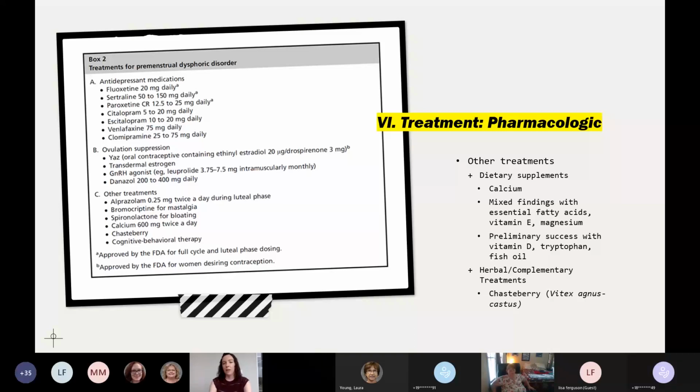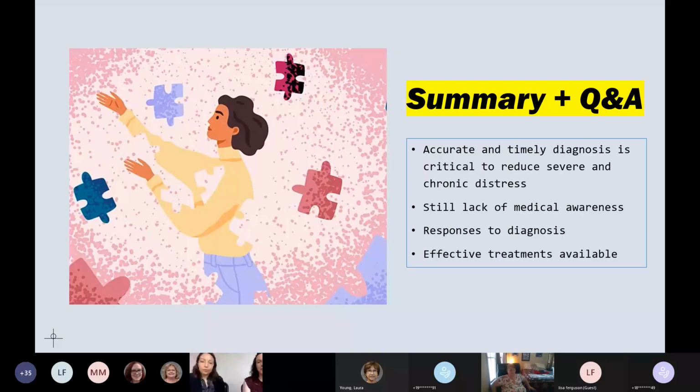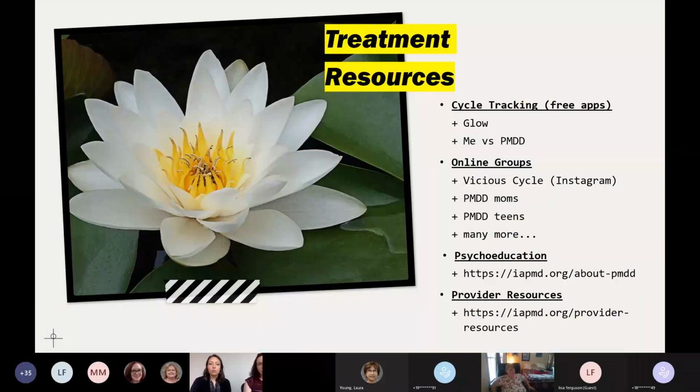And so I'm going to pass it back to Olivia and let her wrap up. Okay. So before I go over the summary and Q&A, I just wanted to quickly pop up a slide with some resources for people. I talked a lot about cycle tracking. There's the DSRP form that they can use, but also on a more day-to-day basis, there are free apps that you can get on your phone, such as Glow or Me v PMDD. They're easy for keeping up with your cycle.